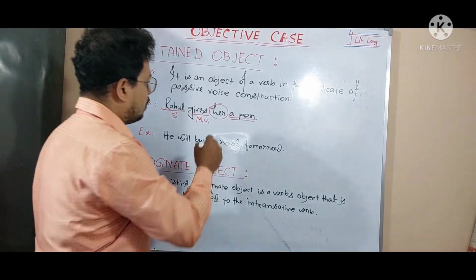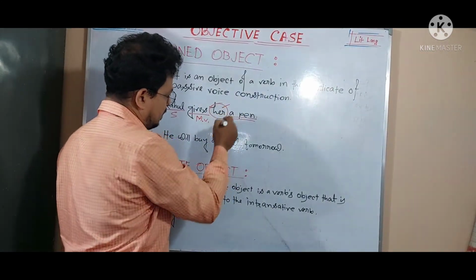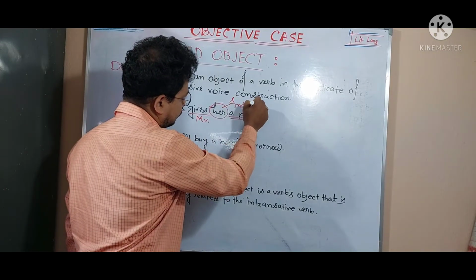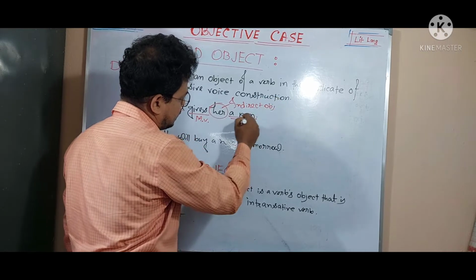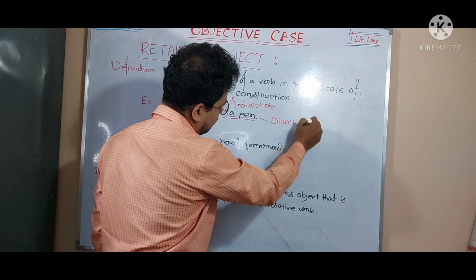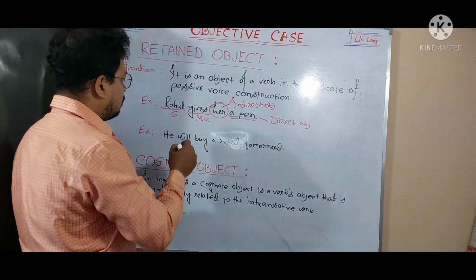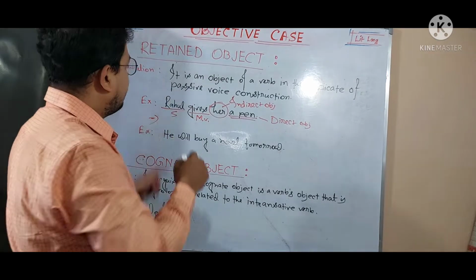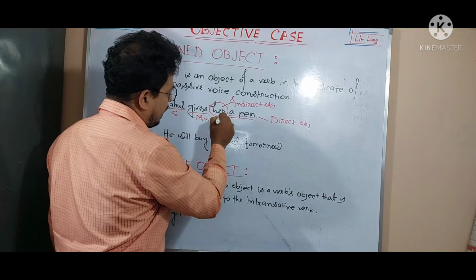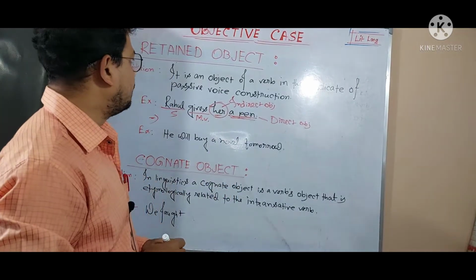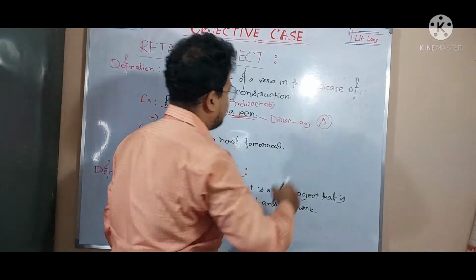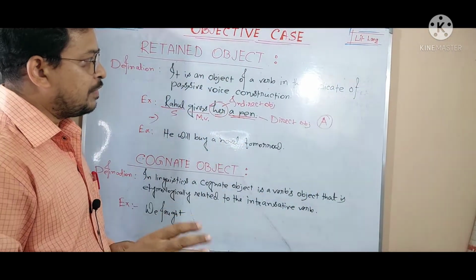A pen. I already discussed this in my previous class also. Her is a human being, which is why it will be the indirect object. And a pen is a non-living thing, which is why it will be the direct object. So it has two objects, her and a pen, direct and indirect, both in the same sentence, but it is in the active voice.